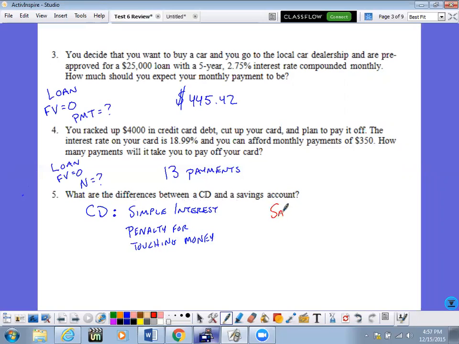With the savings account, you have normally compounded interest. It can be compounded in very different ways: monthly, daily, bi-monthly, yearly, weekly, but you have compounded interest, and then you also have no penalty. That's your money. You can go in and touch it anytime you want to. Those are the two big main differences that you need to be ready for.